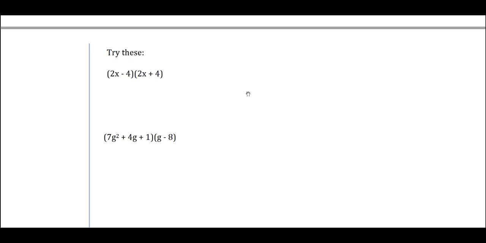All right, try these last two problems. You can either do it by a box, or you can do it by horizontal multiplication. I don't care, but please do them. Hit pause now.